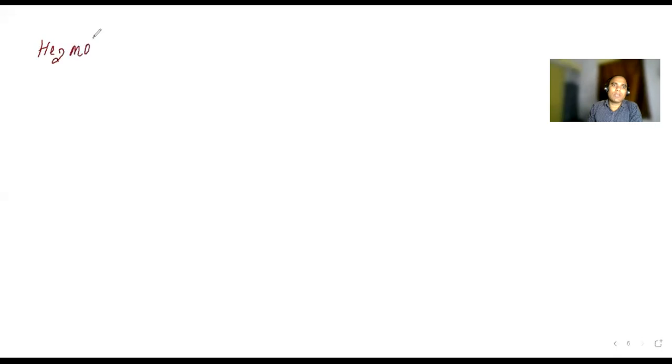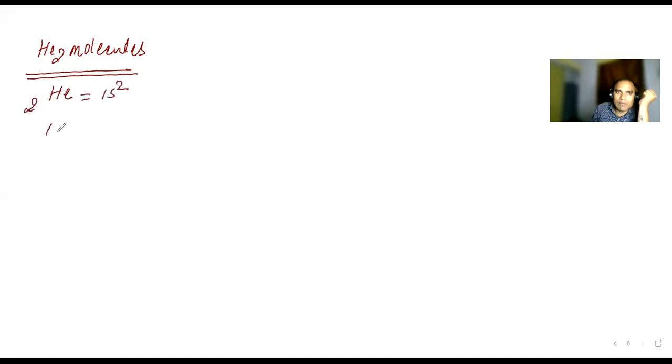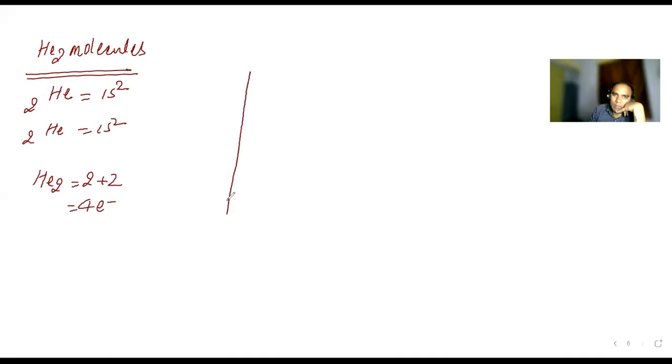So we are going for the He2 molecule. If you are talking about helium, helium has atomic number 2, so this is going to be 1s2. Another helium is there, so this is also 1s2. That is 2 electrons plus 2 electrons, which is going to be 4 electrons.